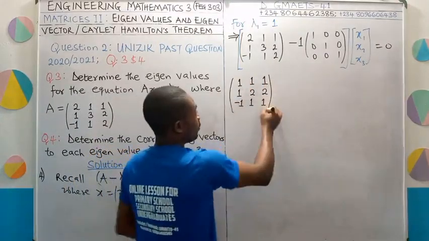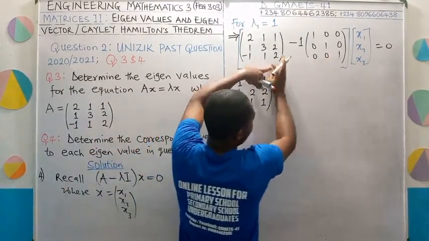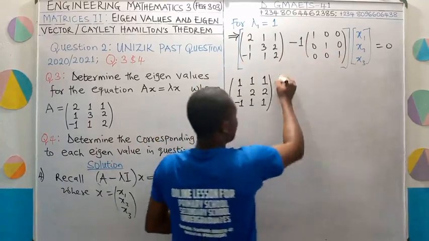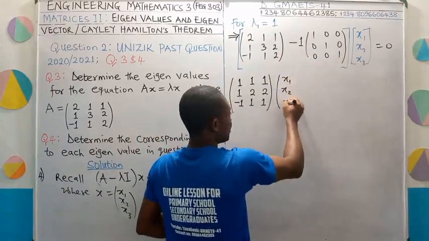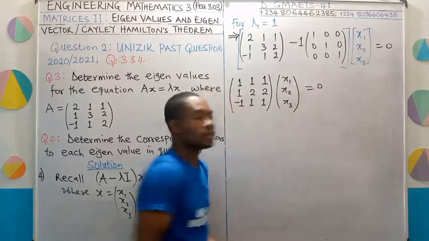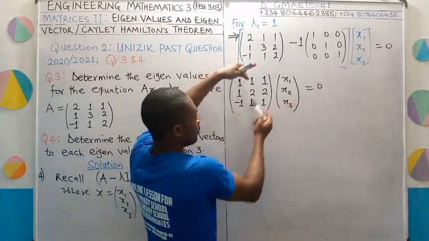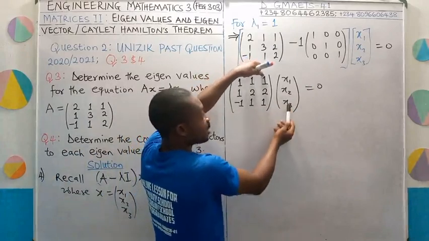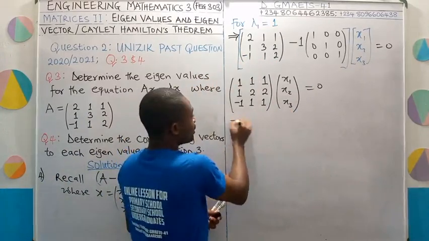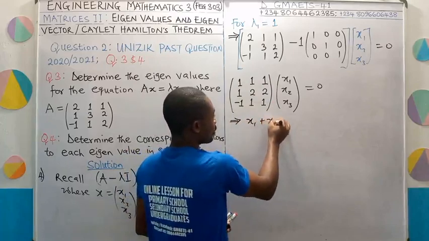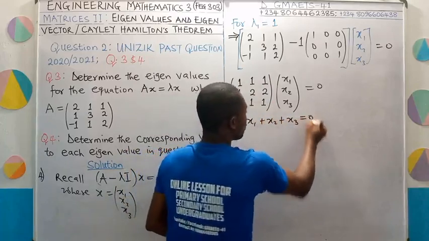Good. We've obtained this subtraction. And so we're going to multiply it by x1, x2, and x3. This is equal to 0. Let's do the multiplication now quickly. This times this, plus this times this, plus this times this. That implies that we have x1 plus x2 plus x3. That will be equal to 0.